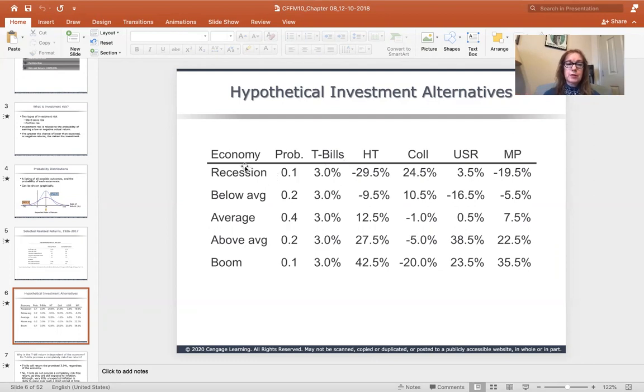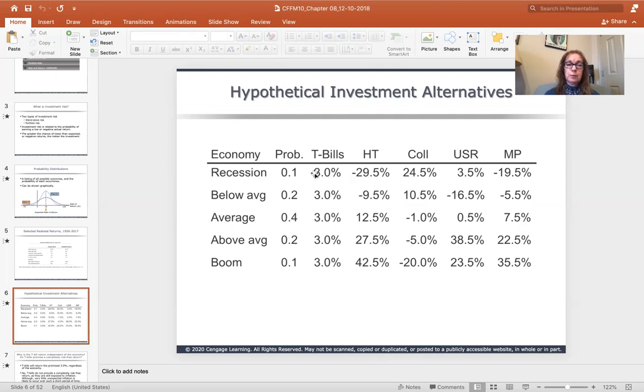So what this is showing is that these are probability distributions. For example, they think there's a 40% chance that the economy is going to be average this year. If that's the case, these are what all of these returns would be. If we have a boom, we would make 42% in high tech, with a 10% chance of that happening, but we would lose 20% in the collection agency stock. If we had a recession, we would lose 29% in high tech, but make 24% in the collection agency. So you can see these are just the returns over each of these states of the economy.